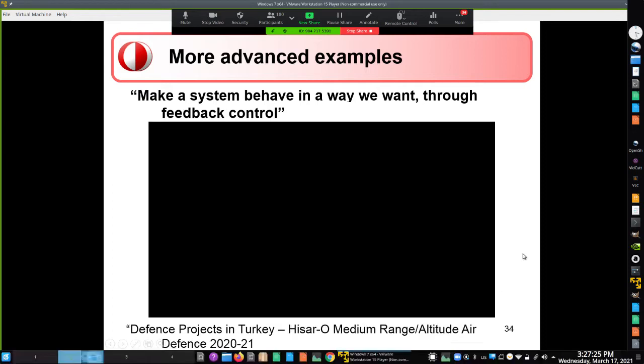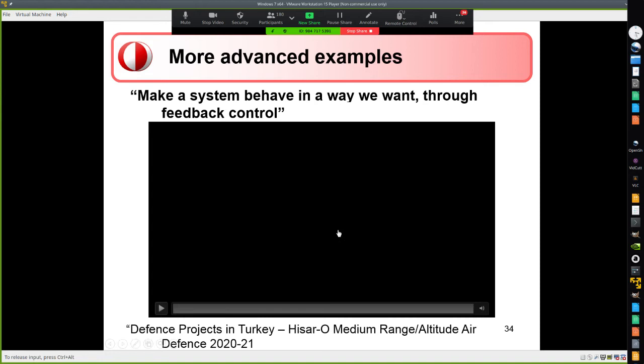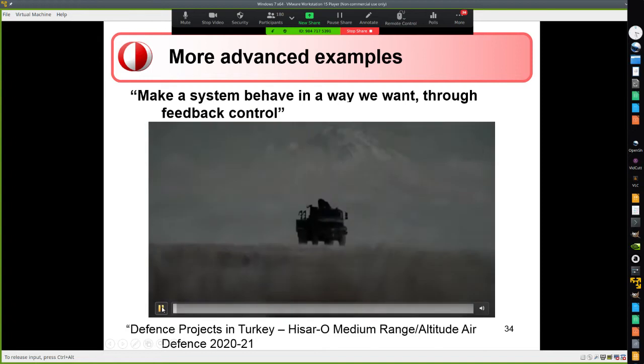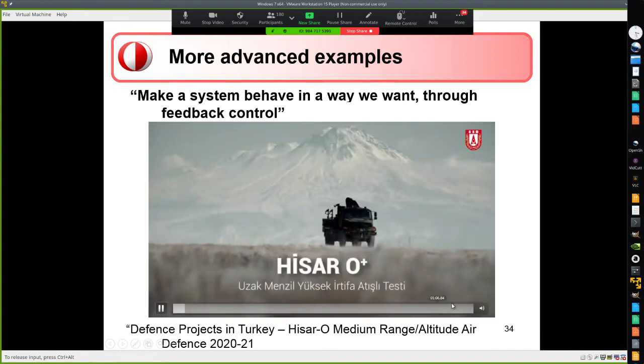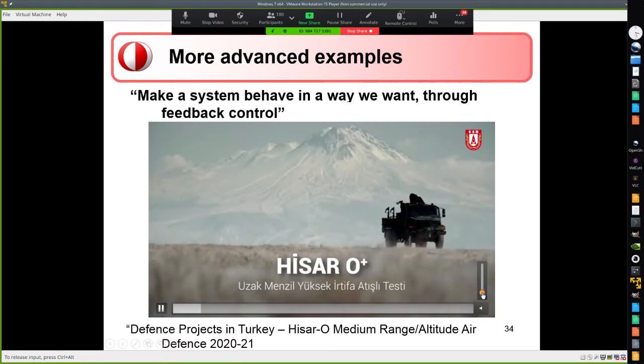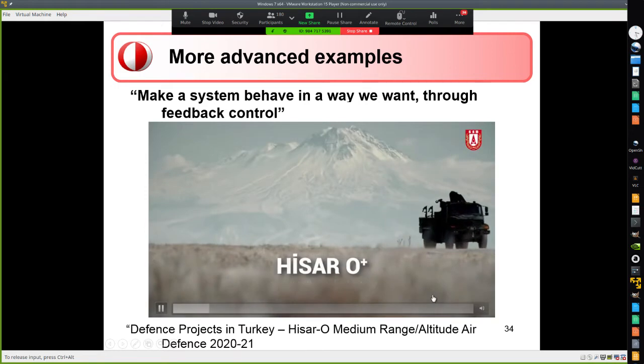There are many such projects, but another one which is interesting is the Hisar-O missile. It's a high altitude air defense rocket basically, so it's different from this one. So this one is kind of a promotional video.